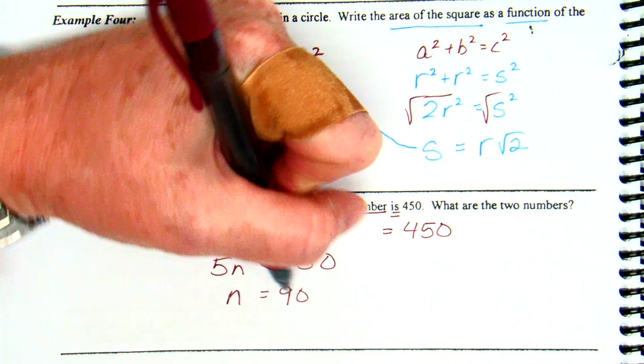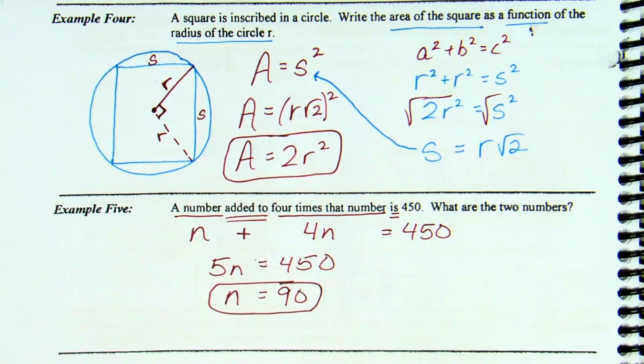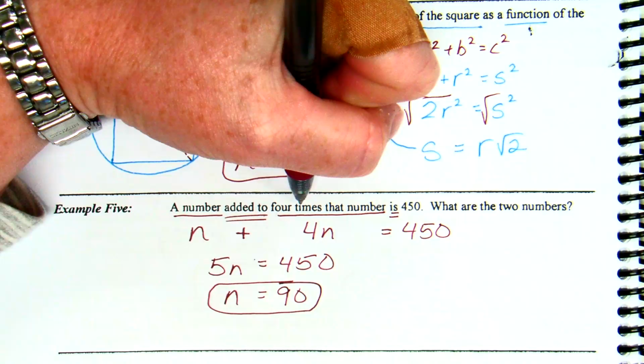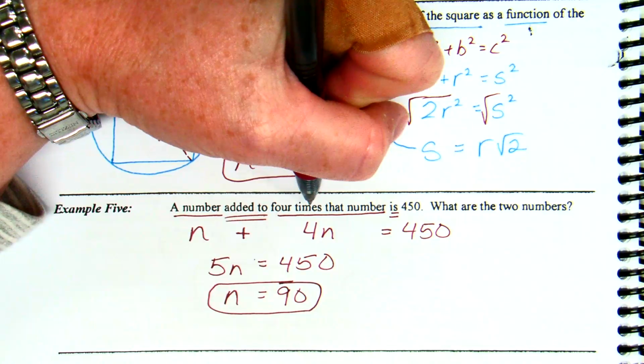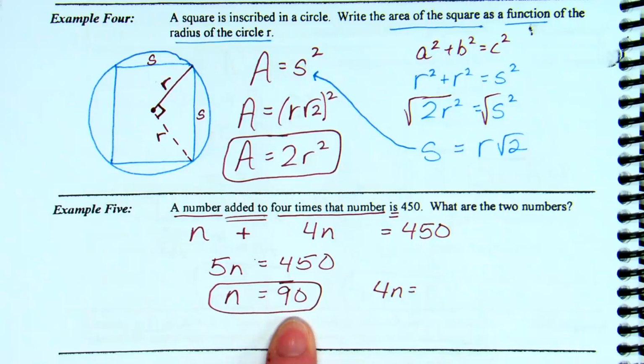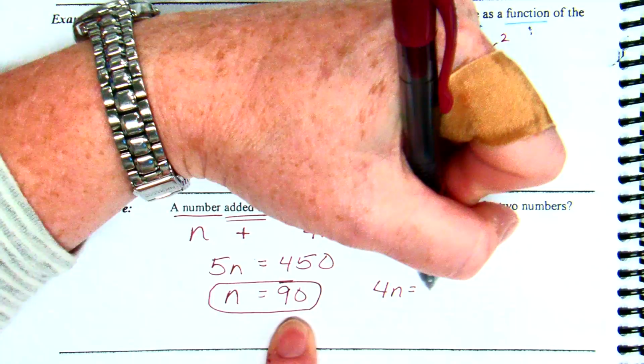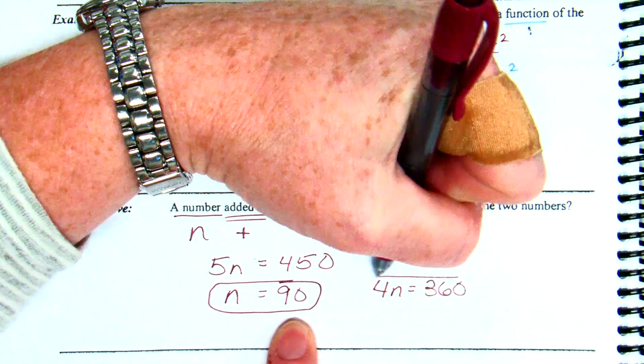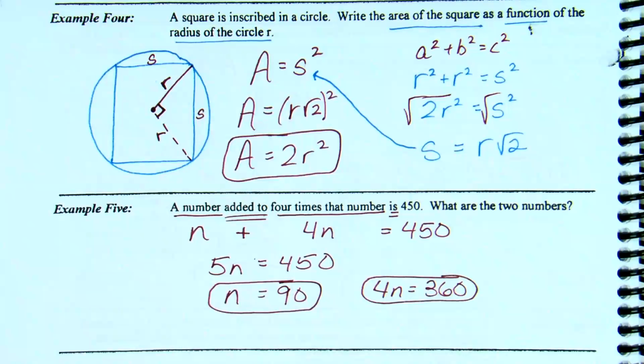What did the question ask me? What are the two numbers? How many numbers do I have? I know n is 90. How do I find the other number? The other number was 4 times that number. So what is 4 times 90? 360. Because they wanted to know what the n and the 4n were.